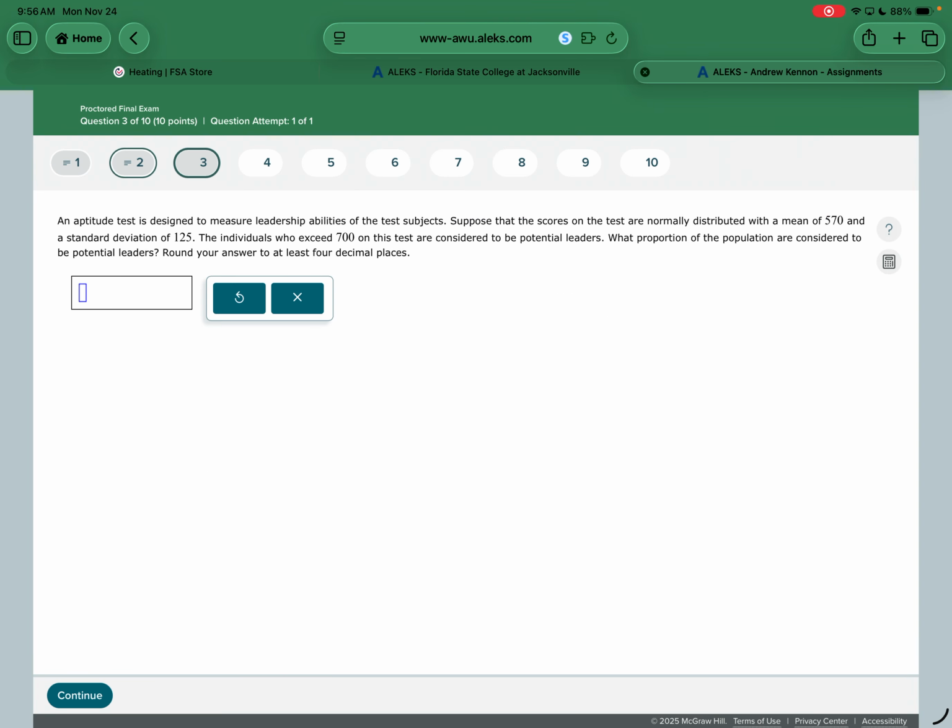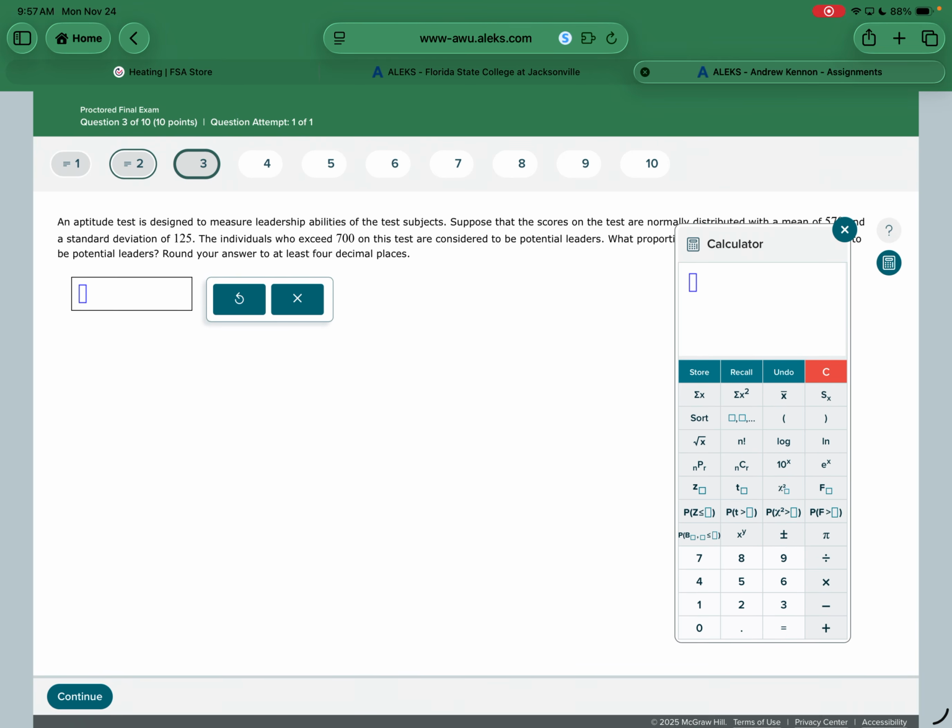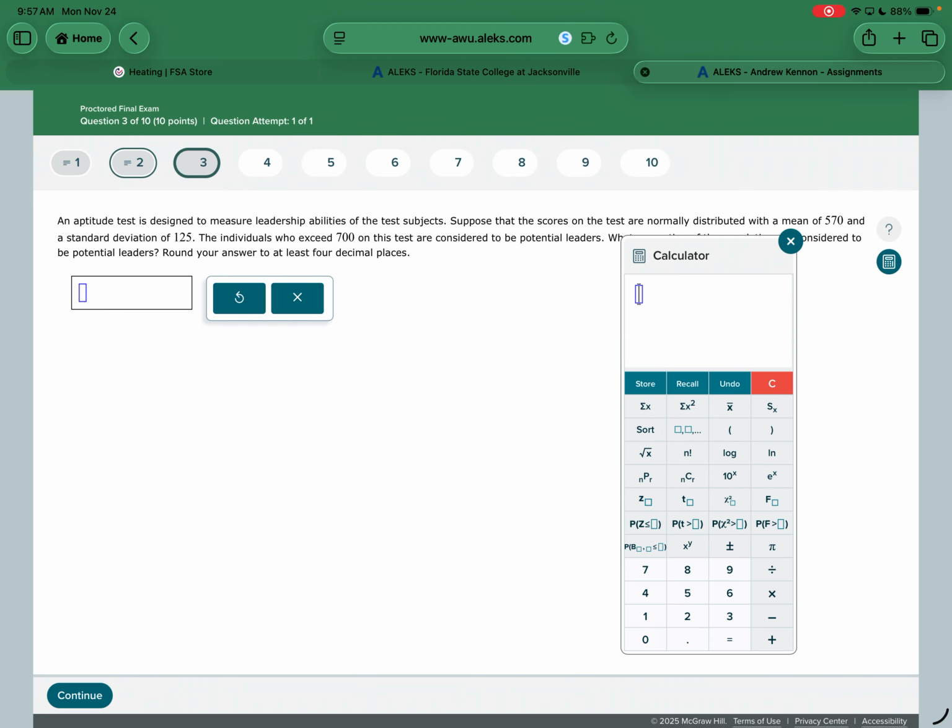Number 3. It looks like a normal distribution problem. So an aptitude test. We got to do this on our paper. Show your work. If using the calculator, what you put in the calculator. An aptitude test is designed to measure leadership abilities on the test subject. Suppose that the scores of the test are normally distributed with a mean of 570, standard deviation of 125. The individual who exceed 700 on this test are considered to be potential leaders. What proportion of the population are considered to be potential leaders? All right. So we are looking for the greater than of this.